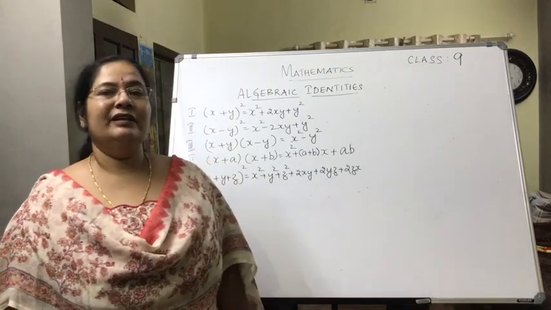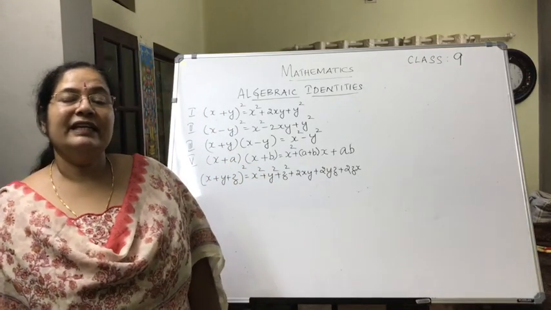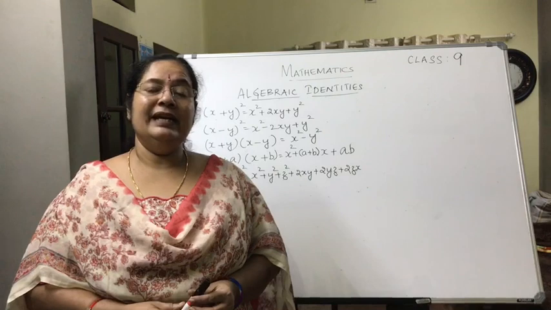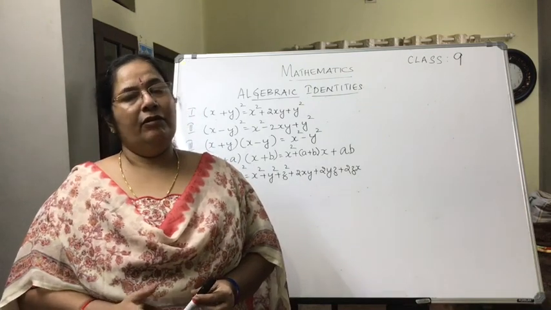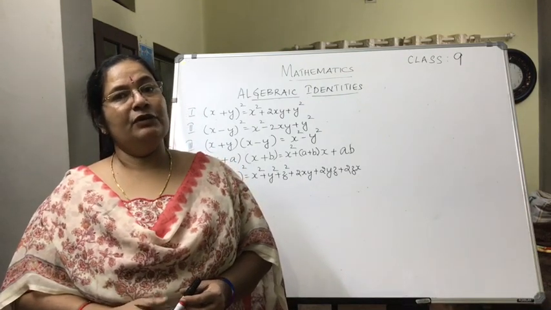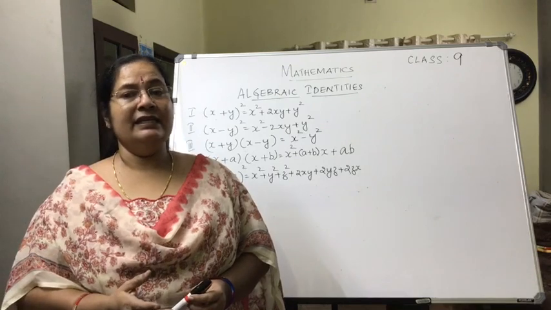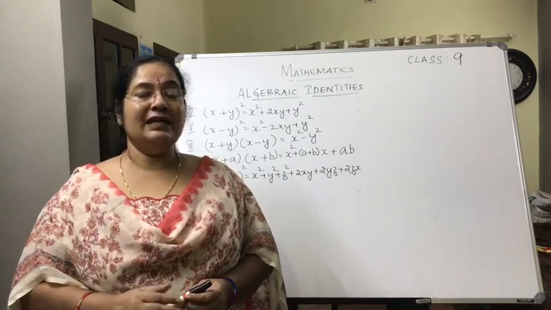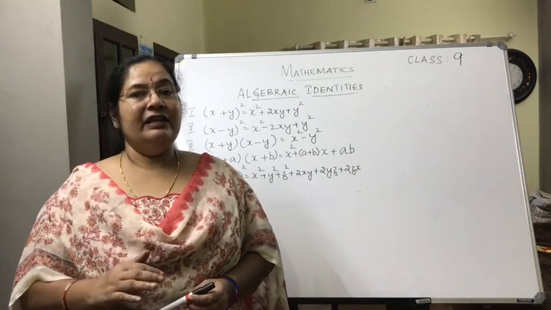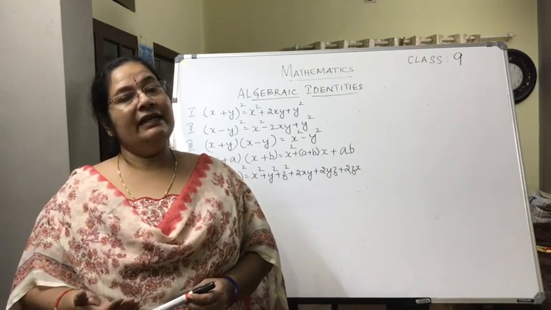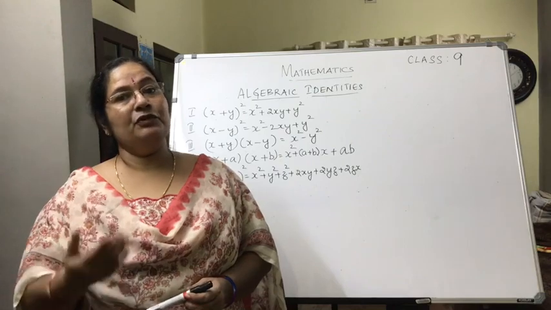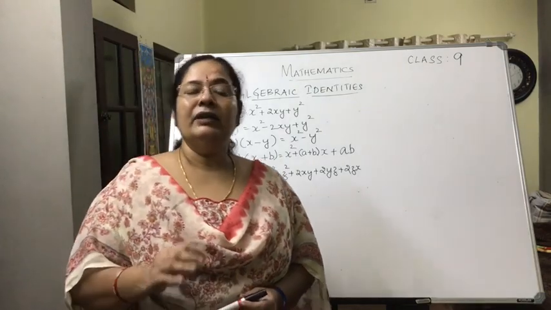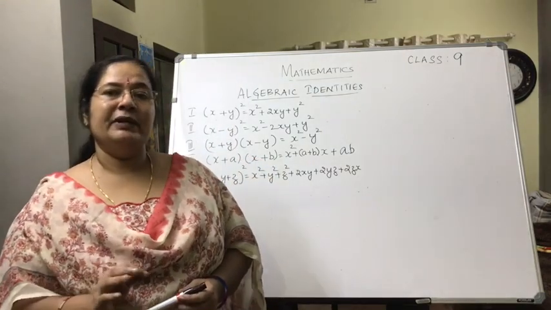Hello dear children. Today we'll be dealing with algebraic identities. Already algebraic identities you have learned in class 8, and also we have learned in the first chapter. We have used the identities there, but we did not say algebraic identities. The identities we have related to real numbers. Now here we'll be dealing with algebraic identities.